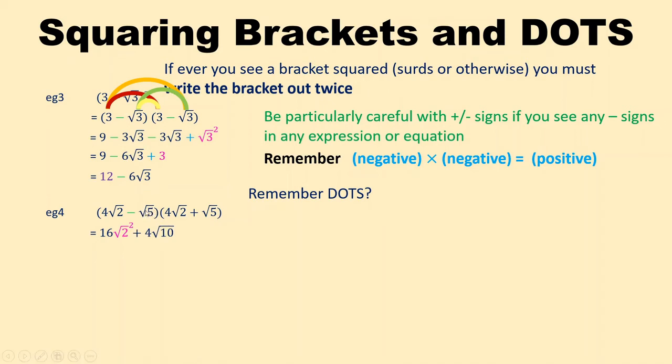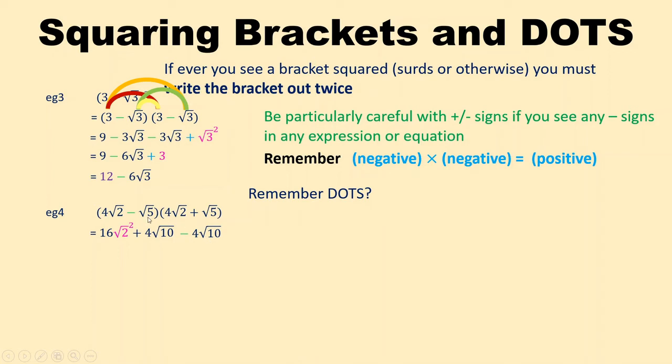Next, we're on to the second term of the first bracket, and be careful because it's negative. This is negative root 5 times 4 root 2. Rational times rational, that just gives me negative 4. And irrational times irrational, that's root 5 times root 2, which is root 10, so negative 4 root 10.